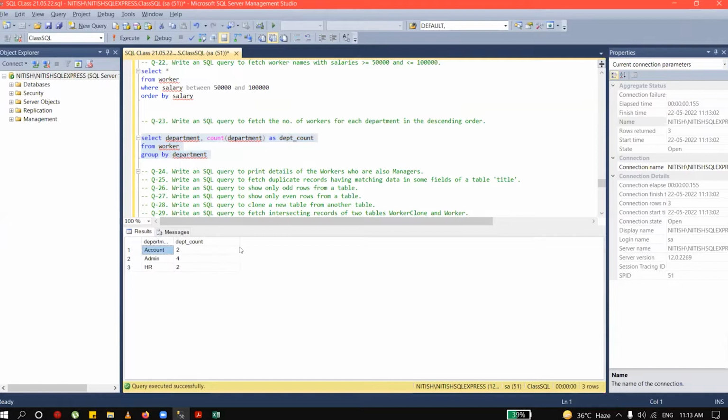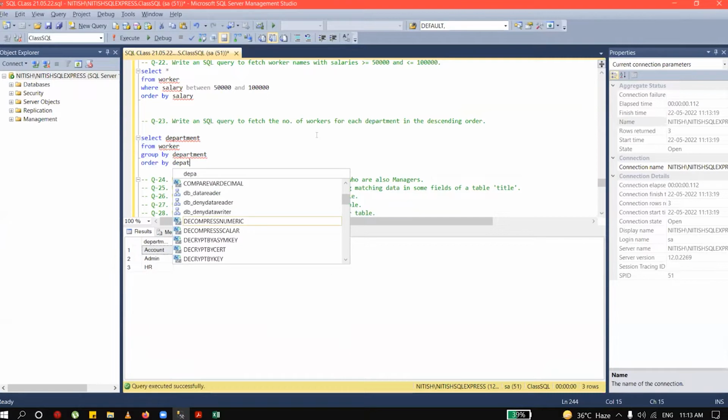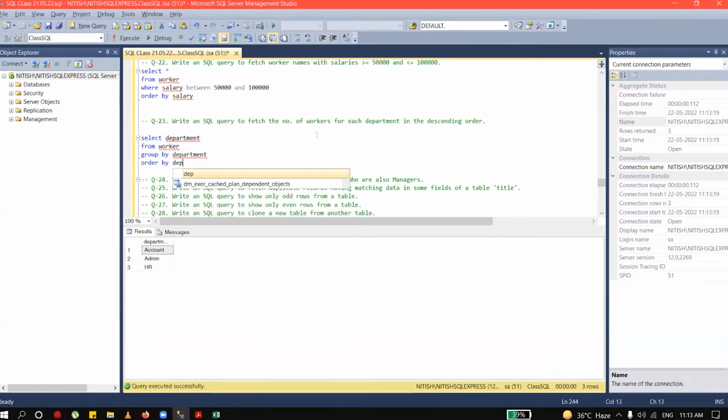Now the last thing is to give the descending order for this department count. Group by will only work if some aggregate measure is present. If I delete this, you can see nothing extra is given and no answer will be given. Even if you do order by department, there is no significant information given here.